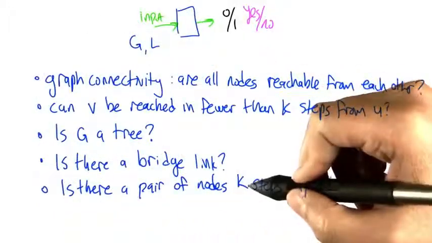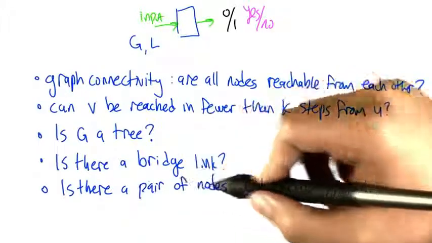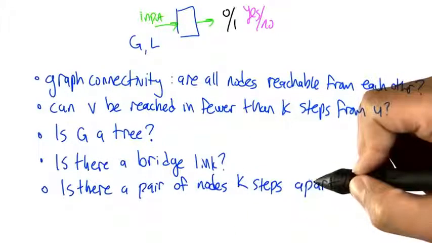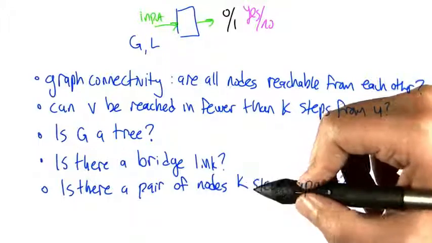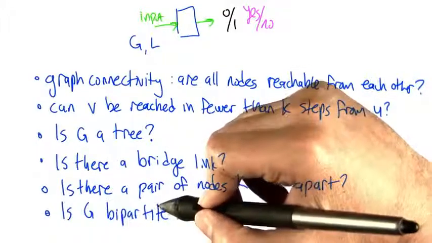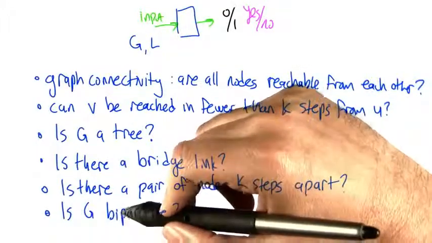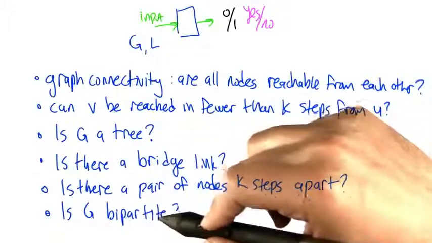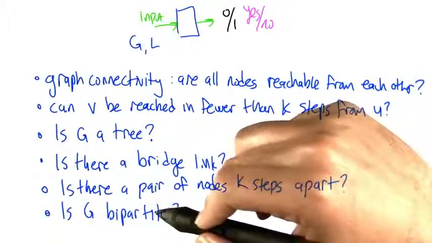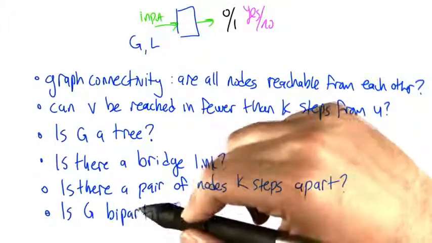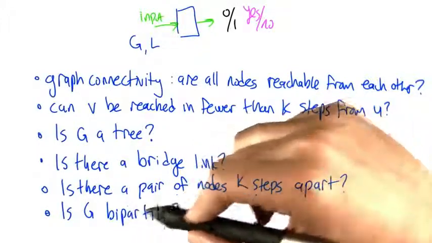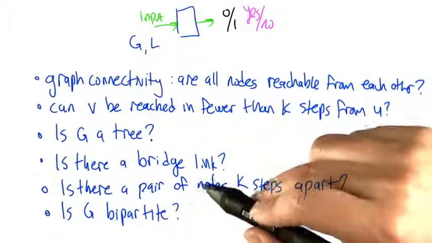Given a graph and a number K, is there a pair of nodes that are K steps apart, that the shortest path between them is no more than K steps? Another question is, is G bipartite? This was a homework problem, or there was a closely related homework problem, where you can take a graph and try to work out whether it is separable into two sets of nodes with edges only going between the sets.